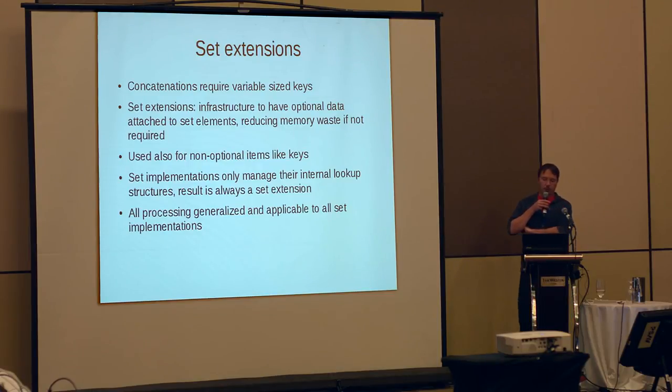So the patch that I have queued introduces something which is called set extensions, which is some infrastructure to have optional data attached to set elements without wasting too much memory. It basically stores some small integer to some offset where this optional data is located if it's present. It uses a couple of bytes extra, but it gives a lot of flexibility to have variable-sized optional data attached to elements. And we're using this for the concatenation, for the keys, for data items we associate with set elements.